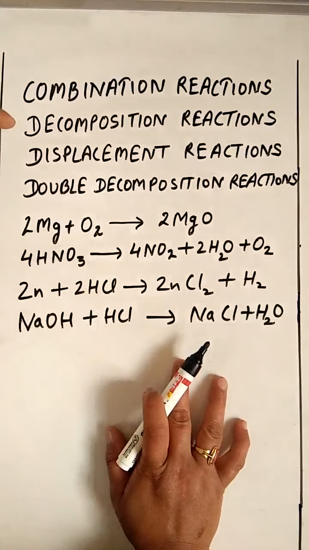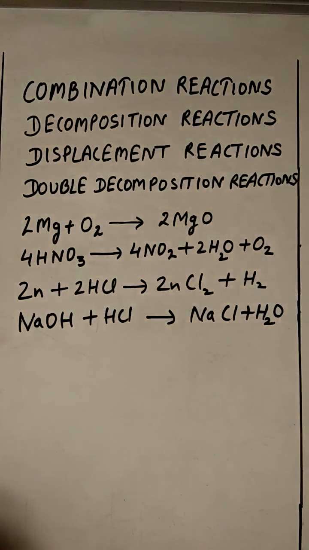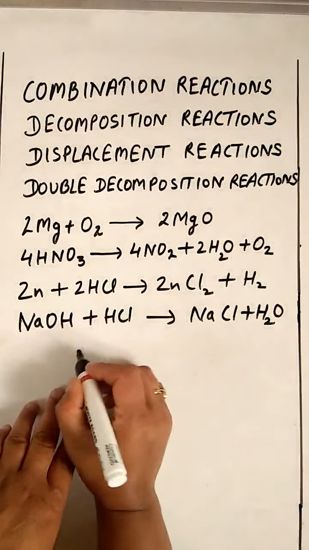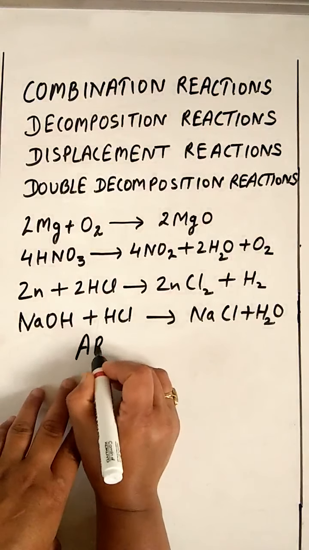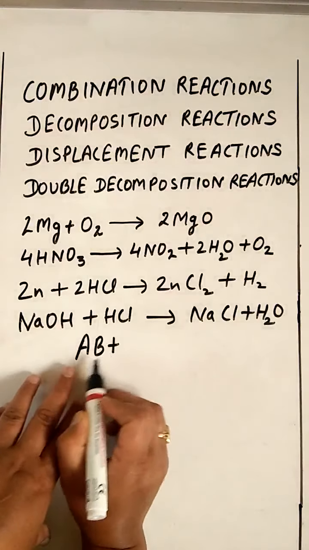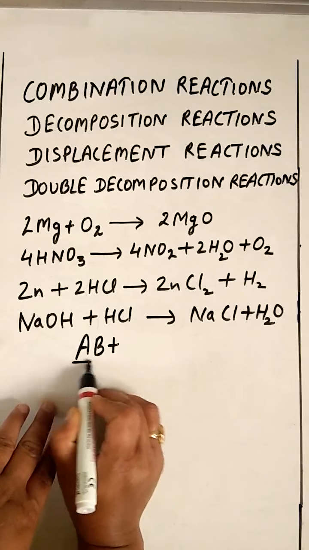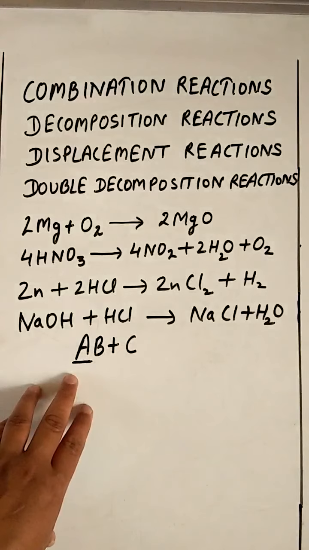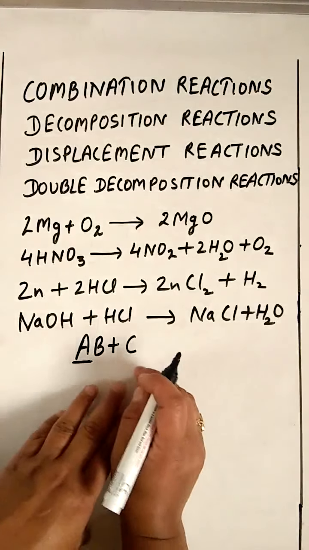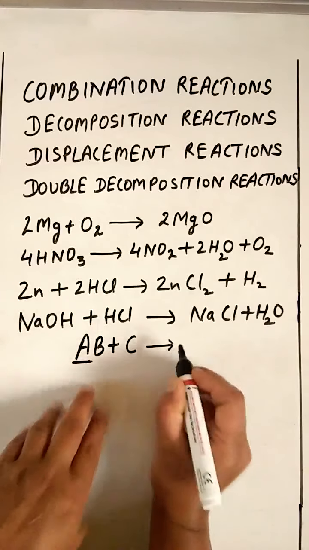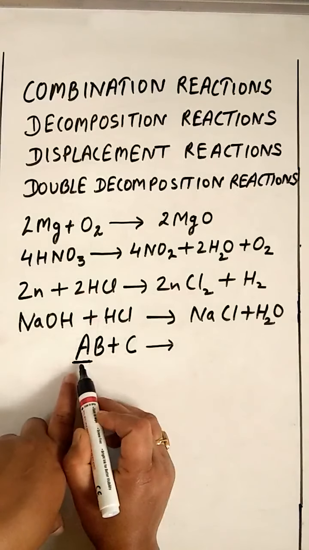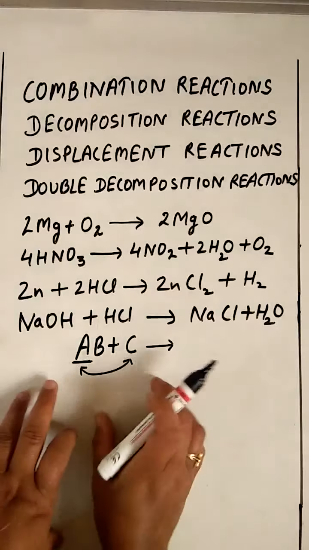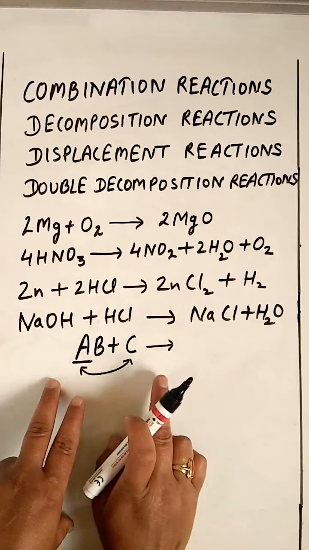For that, let us understand what displacement reactions are. Suppose we are having a compound AB, and in compound AB, we always know that the first part is the positive part. It can be a metal or it can be an ammonium ion. So AB plus C, and suppose C is also a metal. So this metal and this metal, these two metals are compared. We have to compare them. Which metal is more reactive?